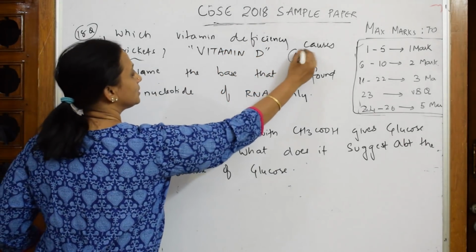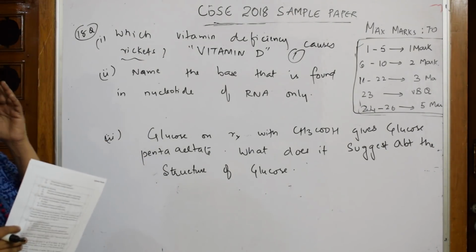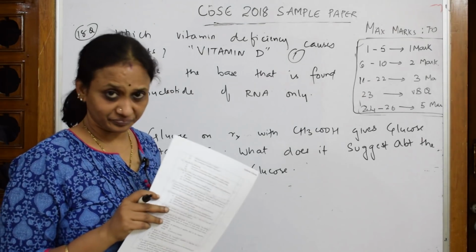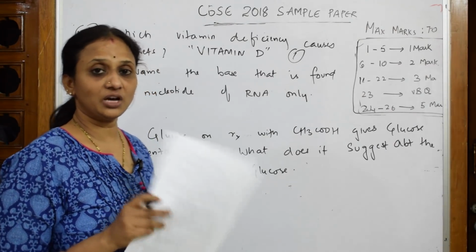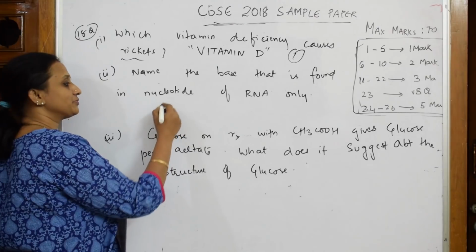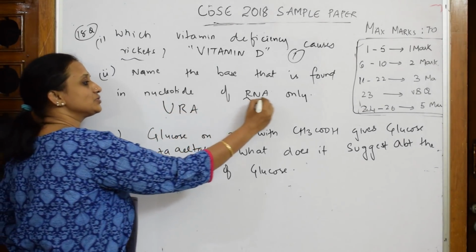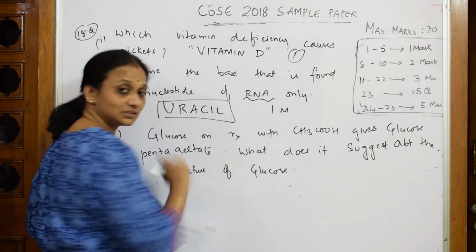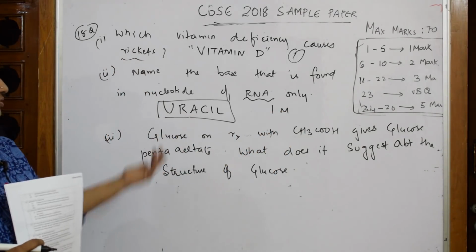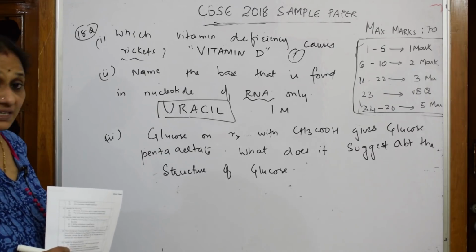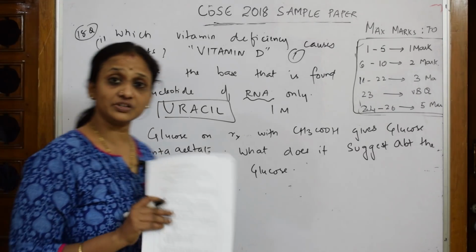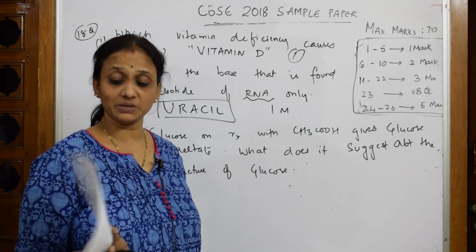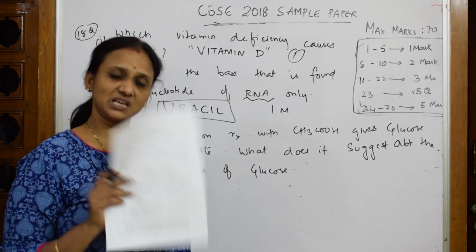1 mark. Right. Name the base that is found in nucleotide of RNA only. We very well know A, T, G, C are the bases in DNA, but in RNA you have a different base, which is uracil. So once you see RNA, just write it as uracil. You'll be awarded 1 mark for this. Done. Now next, glucose on reaction with acetic acid gives glucose pentaacetate. This is a very important question of biomolecules. I did this question in the biomolecules board paper, so please see that, the same question was asked there.